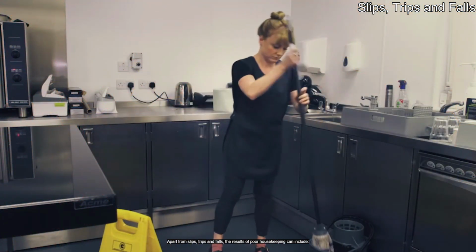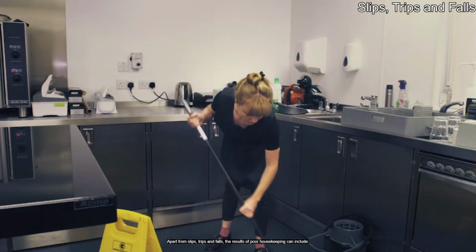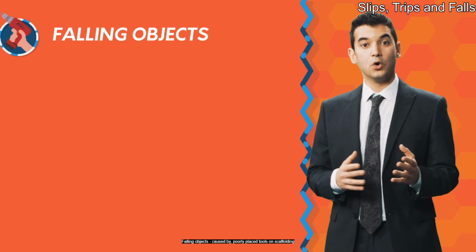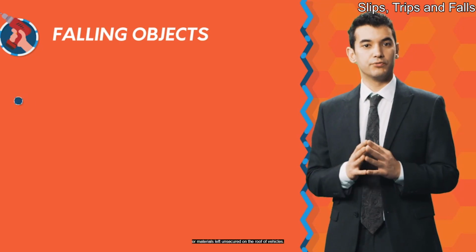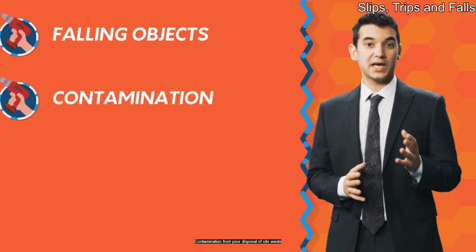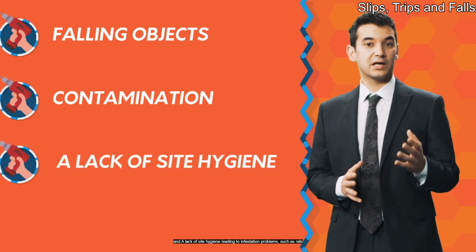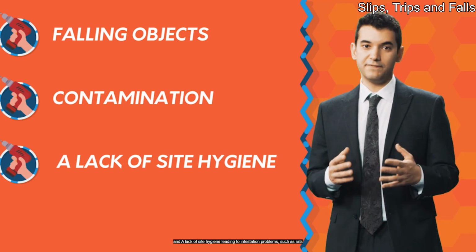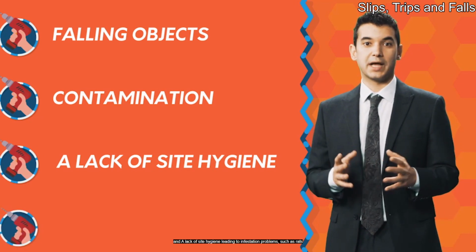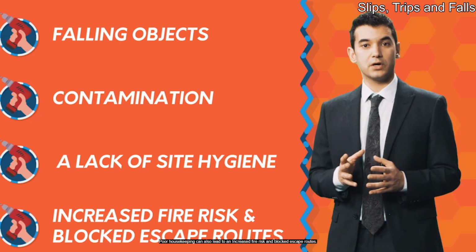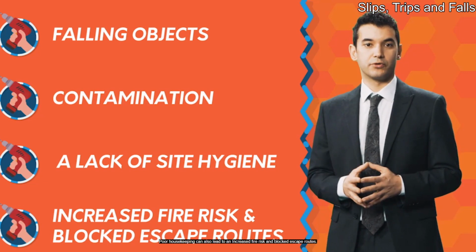Apart from slips, trips and falls, the results of poor housekeeping can include falling objects caused by poorly placed tools on scaffolding or materials left unsecured on the roof of vehicles, contamination from poor disposal of site waste, and a lack of site hygiene leading to infestation problems such as rats. Poor housekeeping can also lead to an increased fire risk and blocked escape routes.